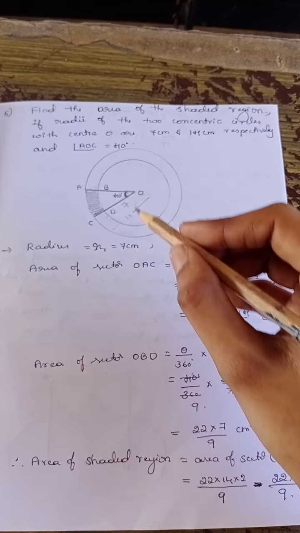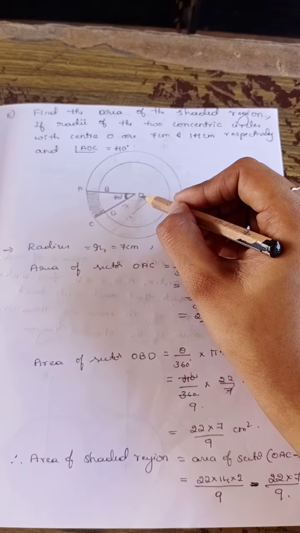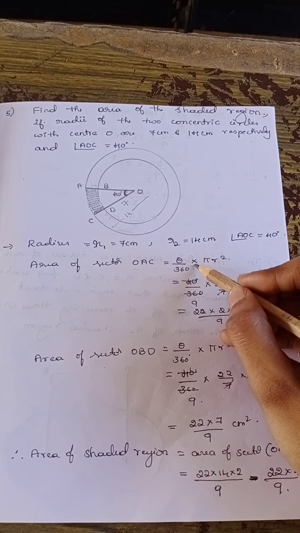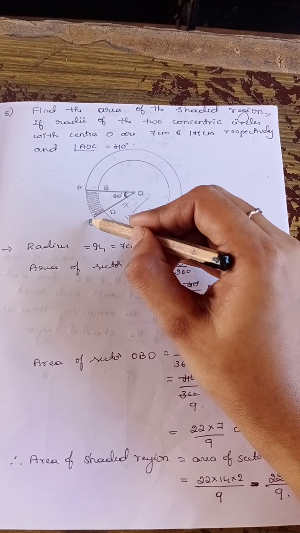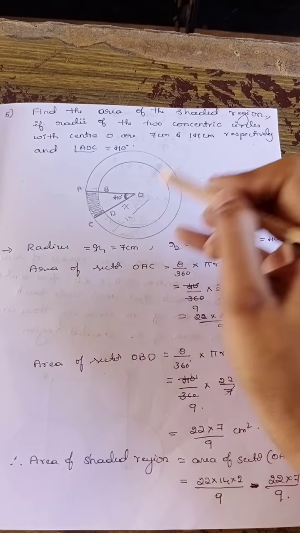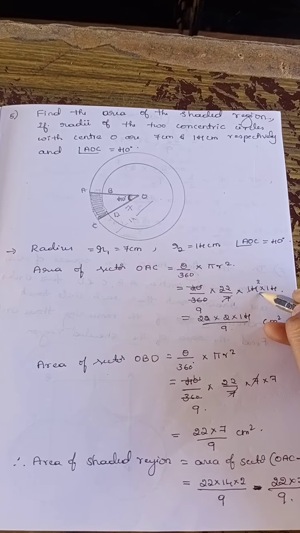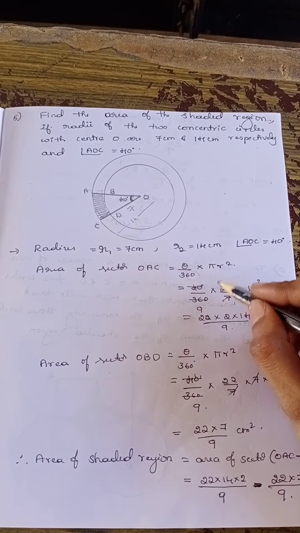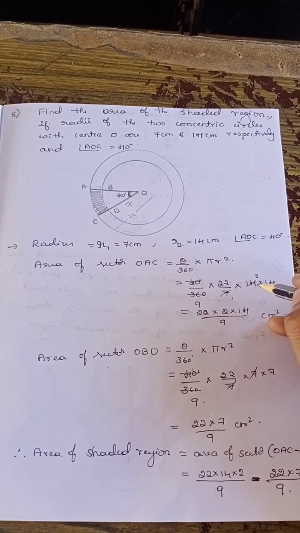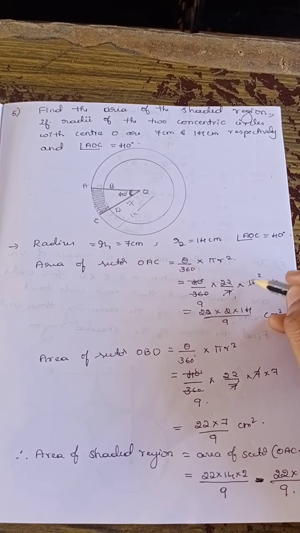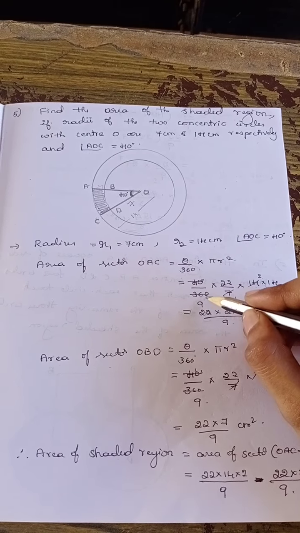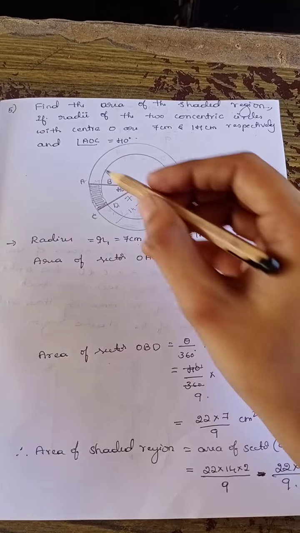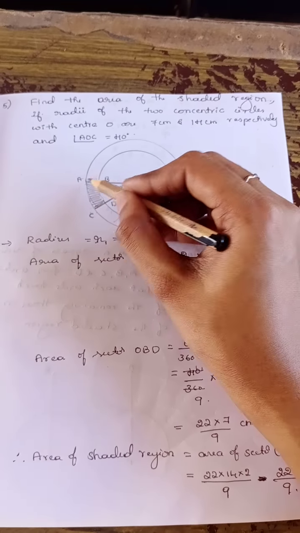Therefore, the area of sector AOC is equal to theta by 360 degree into pi r square. Here OC is equal to 14, so R is equal to 14, that is 40 degree divided by 360 into pi value 22 by 7 into 14 into 14. 7 1s are 7, 7 2s are 14. Here also getting cancelled, 9s are 360. So 22 into 2 into 14 divided by 9. This is the area of this sector AOC.